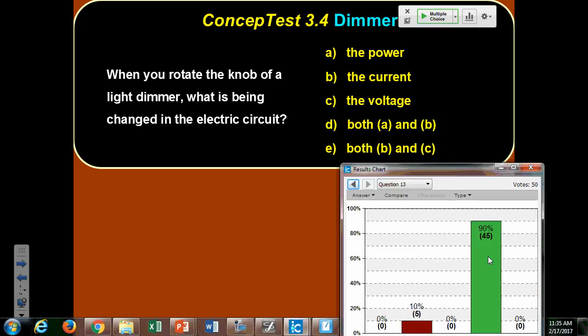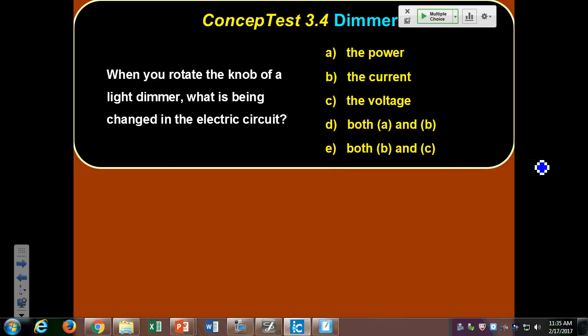Hey, that's good. D is right. I'm changing both the power and the current. But as I said, the voltage remains the same.